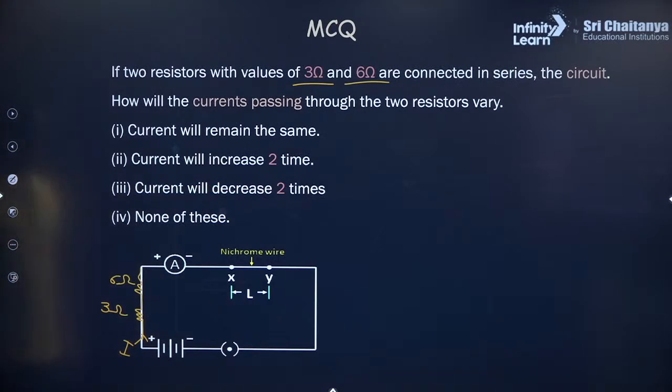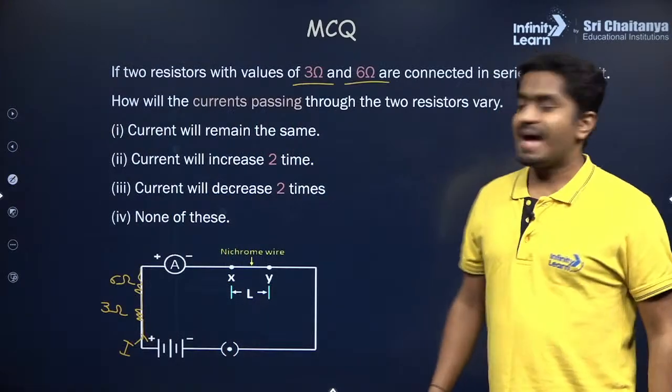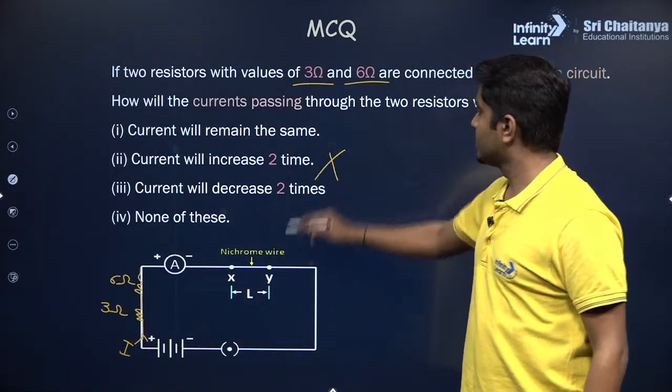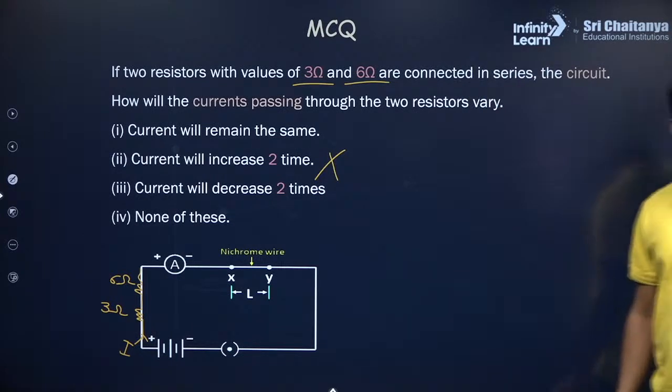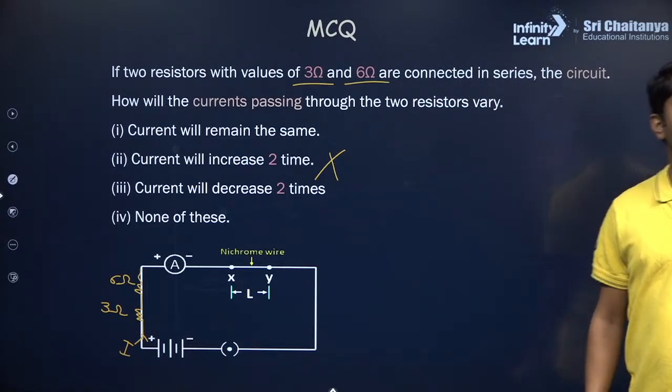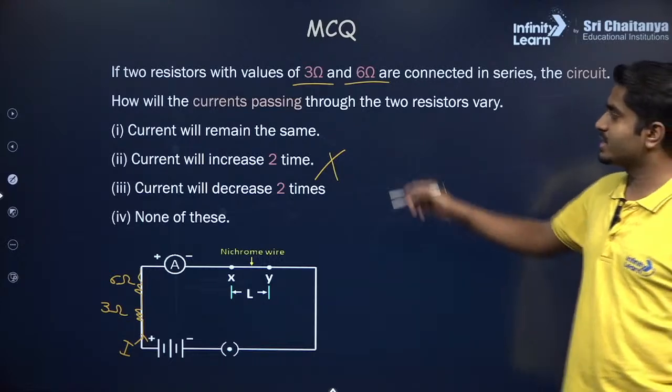Current will increase 2 times. Okay, nice, Vishnu. And that is wrong. So tell me what will happen? Sumit, what do you think? Is it the first one? You think it is first one?